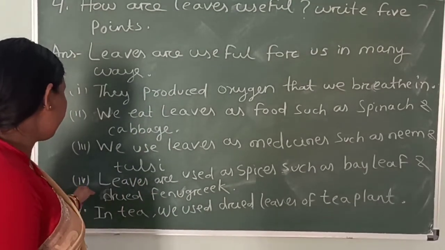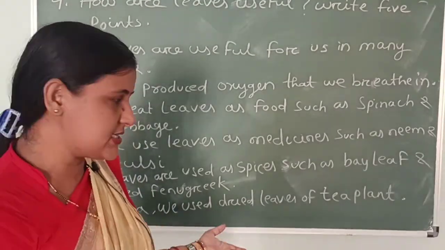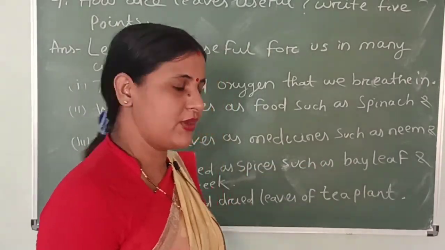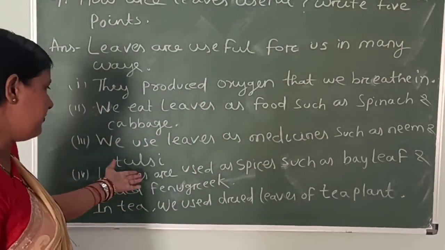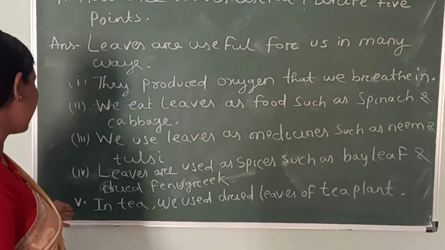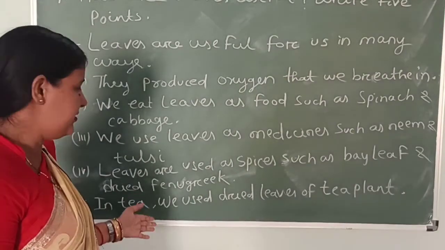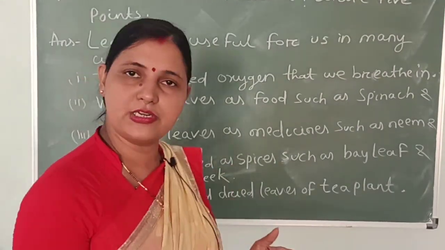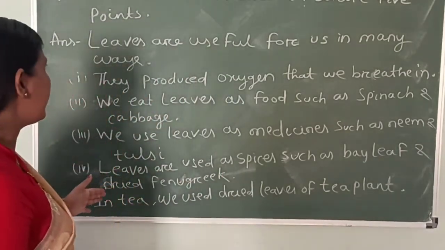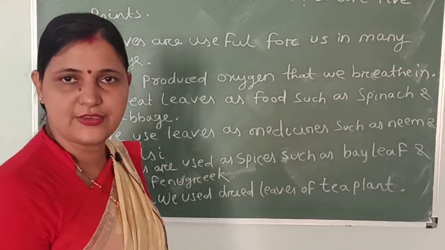Okay. Number 4, leaves are used as spices, such as bay leaves and fenugreek are examples of spices. Then number 5, in tea we use dried leaves of the tea plant. Okay, these are the 5 uses of leaves.